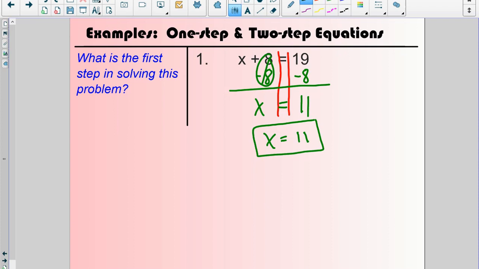Now we can always check this by substituting in the value of the variable to our equation. We started with x plus 8 equals 19. Let's replace the x with the number 11 and check to see if that's true. Is 11 plus 8 equal to 19? Well, yeah, 11 plus 8 is 19, and 19 equals 19. Just confirms that x equals 11 is our solution. So in this example, there was really only one thing to do. We had to subtract 8 from both sides. That makes it a one-step equation.